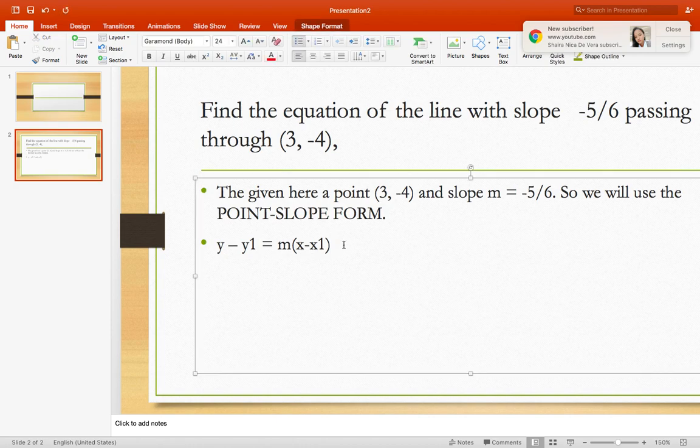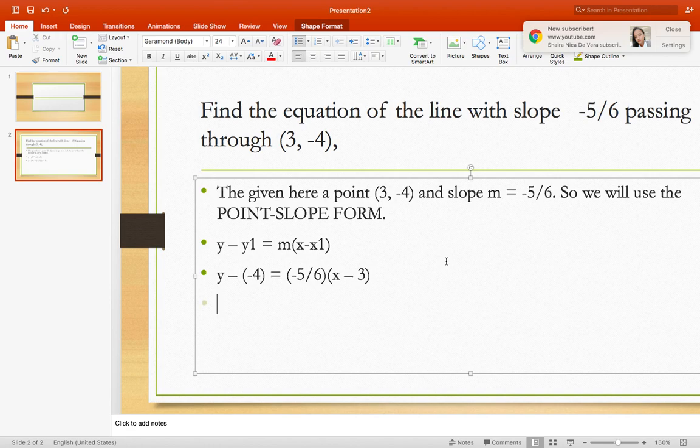So we can continue solving here. So we have here y minus y sub 1, which should be taken from the point, which is part of the line. So we have, this is x sub 1, y sub 1, that's negative 4. So y minus negative 4 is equal to the slope. We know that the slope is negative 5 over 6 times the quantity x minus x sub 1. So we have our x sub 1, which is 3.